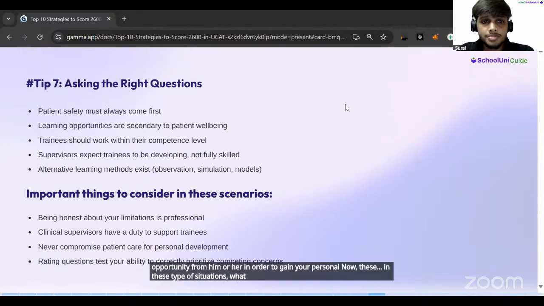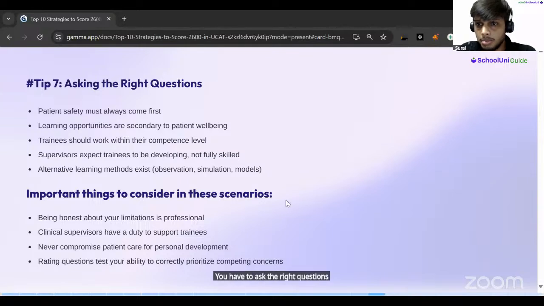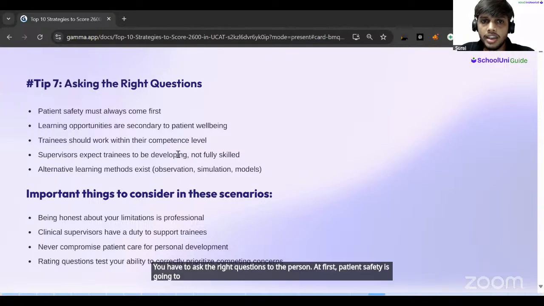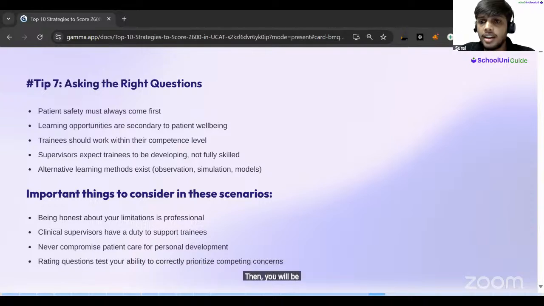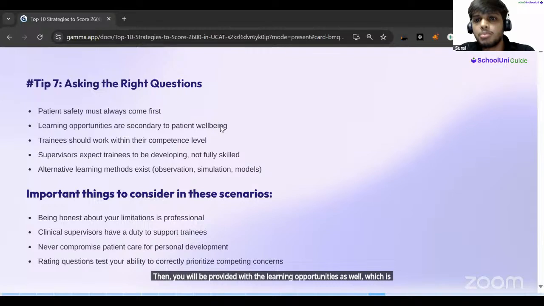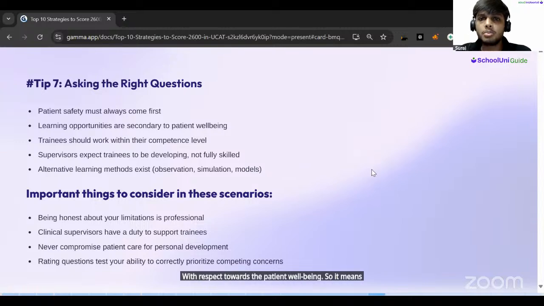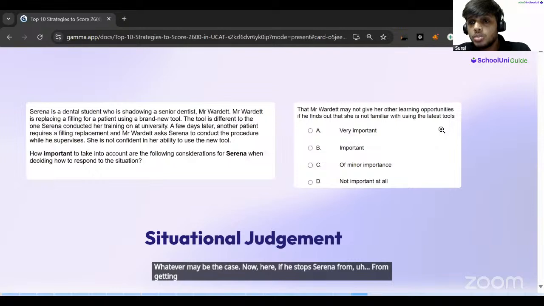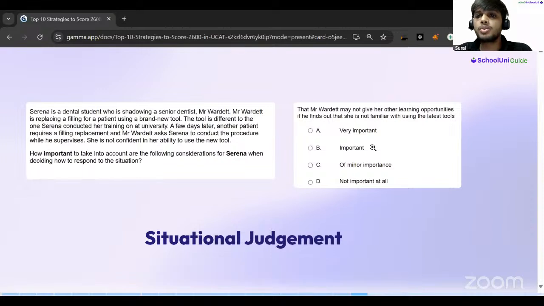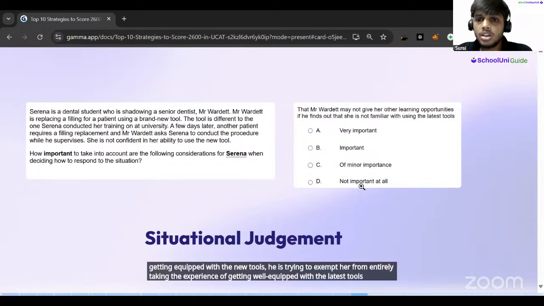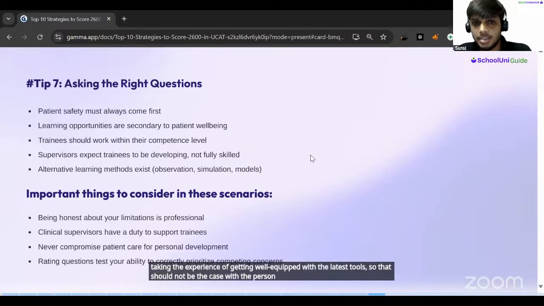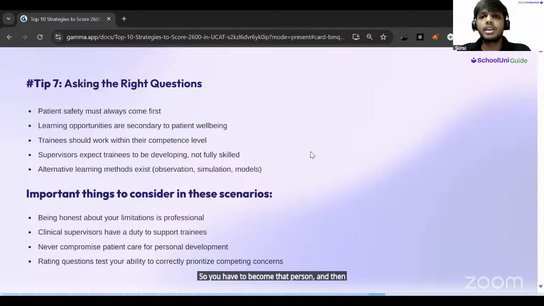In these type of situations, what generally happens is you have to ask the right questions to the person. At first, patient safety is going to be of the utmost importance. Then you will be provided with the learning opportunities as well, which is of secondary importance with respect to the patient well-being. So it means your patient should be safe, whatever may be the case. Now here, if he stops Serena from getting equipped with the new tools, he is trying to exempt her from entirely taking the experience of getting well equipped with the latest tools. So that should not be the case with the person who is supervising somebody. So you have to become that person and then accordingly you have to take the decisions.